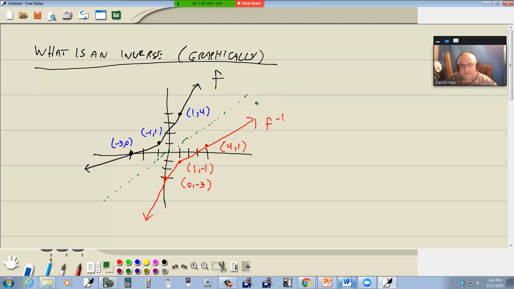And while I don't draw these very well, if I graph the line y is equal to x right through the middle like that, inverses are symmetric to this line. That means if I take this graph here and reflect it across this line, it should land exactly on this part of the graph. That's what it means to be an inverse graphically.